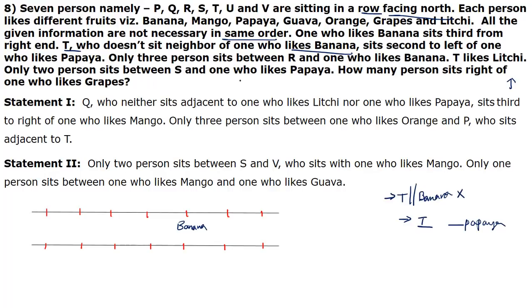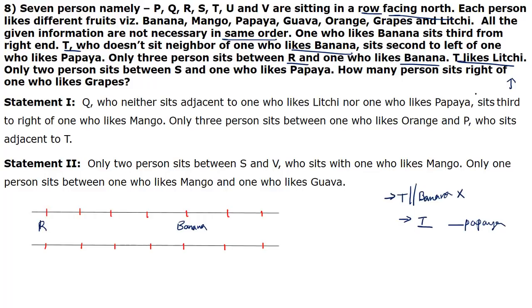Okay, the next one is only 3 persons sit between R and the one who likes banana. Between R and the one who likes banana, there is a gap of 3 persons. So banana is here. We cannot go this side because there are only 2 persons. We have to go to the left of banana. 1, 2, 3. So R has to be placed at this particular place.